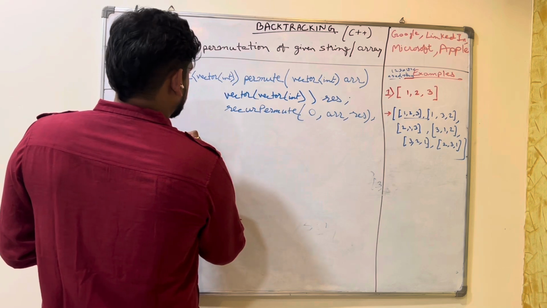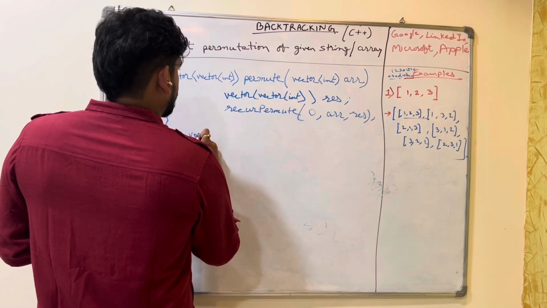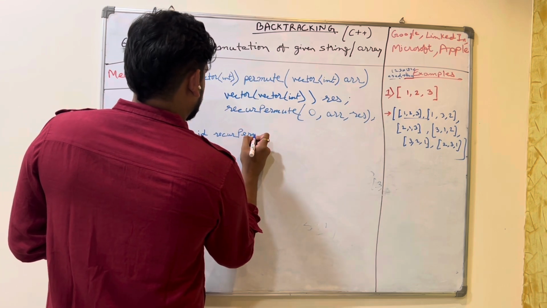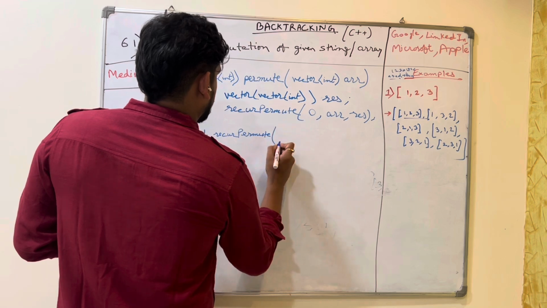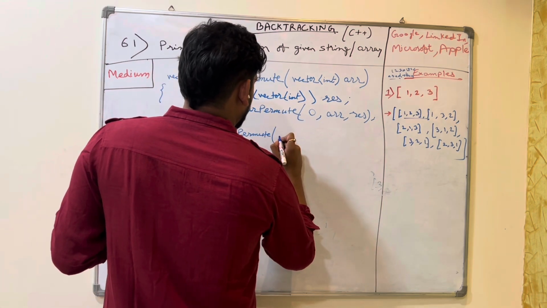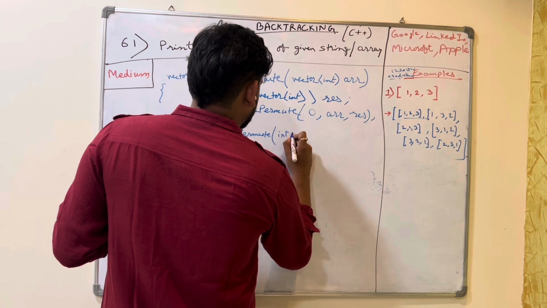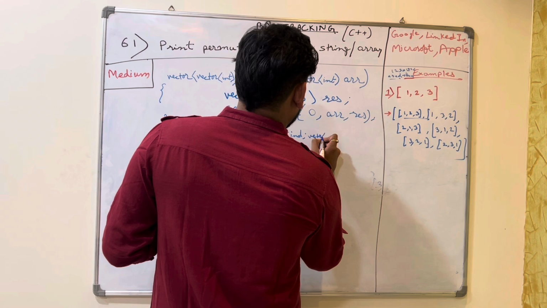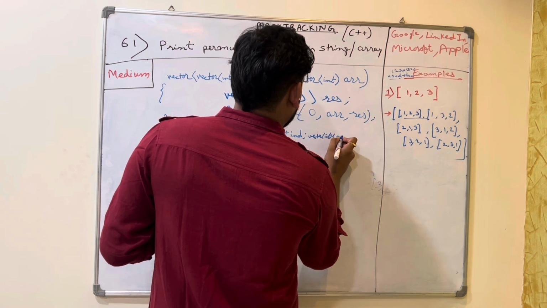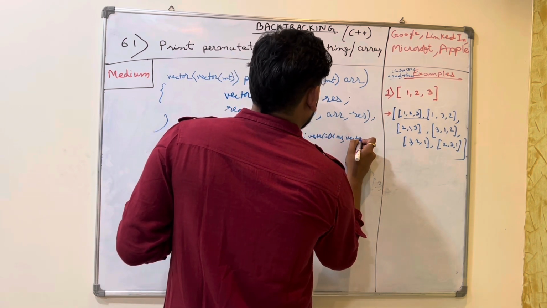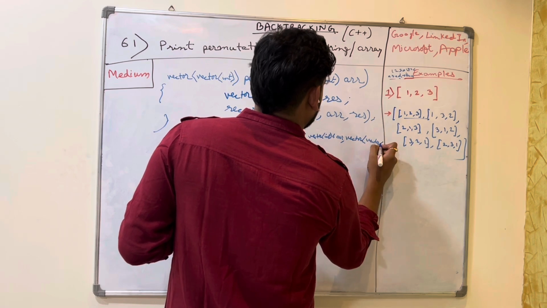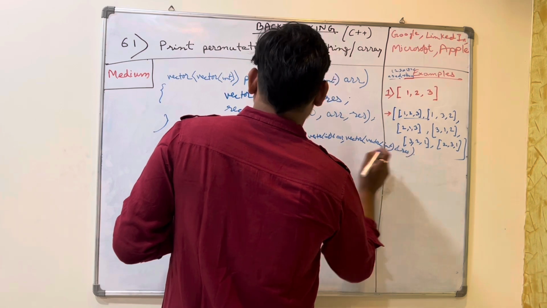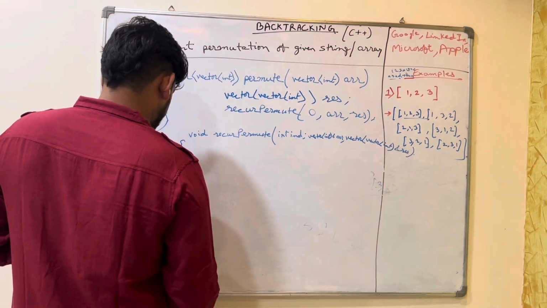Now call this function void recur permute. Okay, and void recur permute, we have the index, int index, and then we have the array, vector int ampersand array, vector of int, and the result. Okay, and we define it.